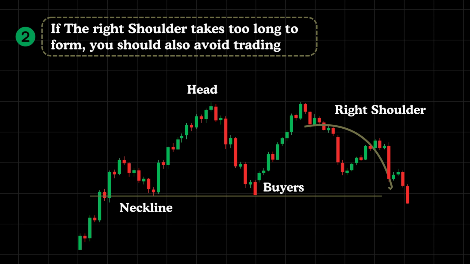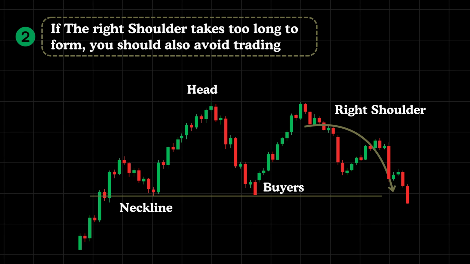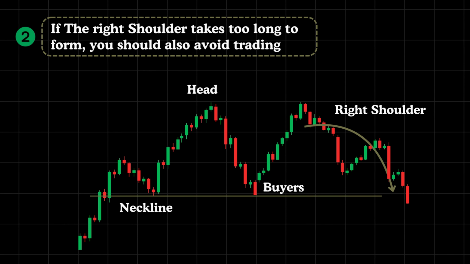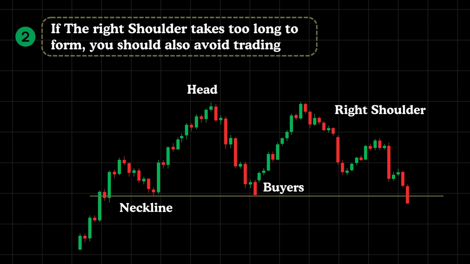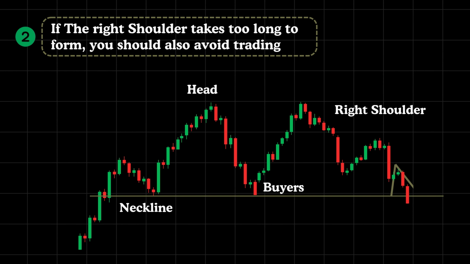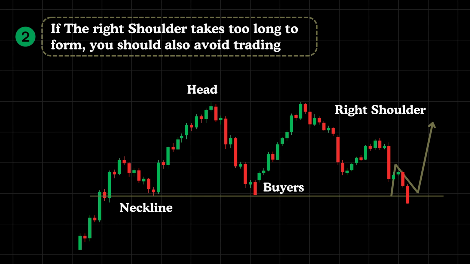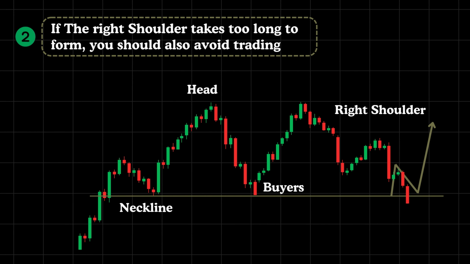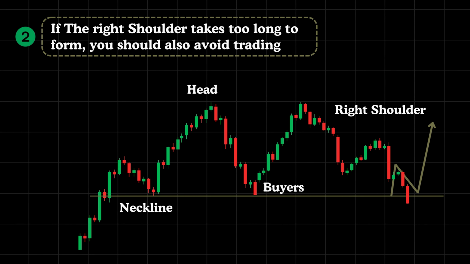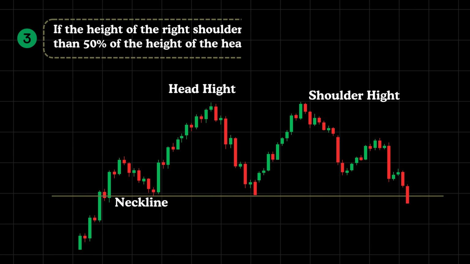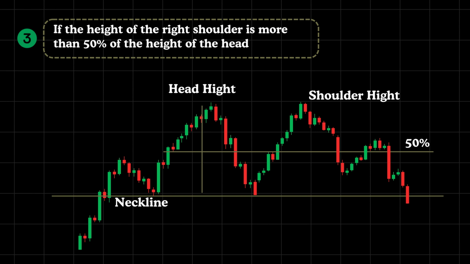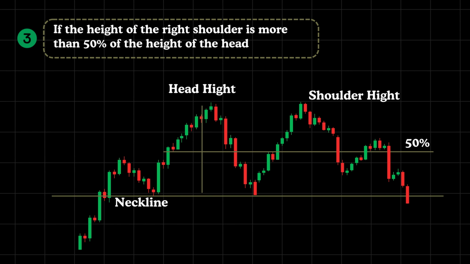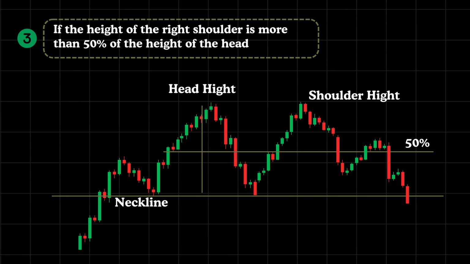When the price takes too much time to reach the neckline, many sellers in the market will have already built up their positions. As soon as the price finally approaches the neckline, these sellers may exit their trades, causing an increase in buying pressure. This sudden buying activity can push the price upward, leading to the failure of the head and shoulders pattern. Number 3, if the height of the right shoulder is more than 50% of the height of the head, this trading setup is generally considered unreliable and likely to fail.